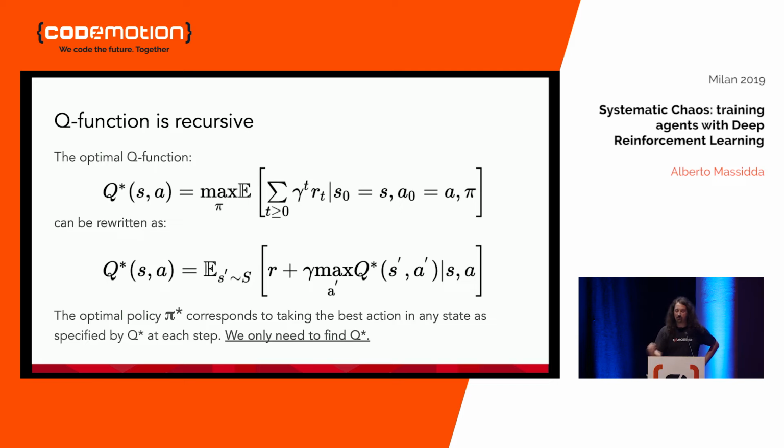A very nice property of the Q function is that it is recursive. So these are the optimal Q functions, in which you take the policy that maximizes the expectation, max E. But this function can be rewritten as follows. You have the expectation over the immediate reward that you get when you take a decision, plus the estimate, the Q value, for the state you have landed on.